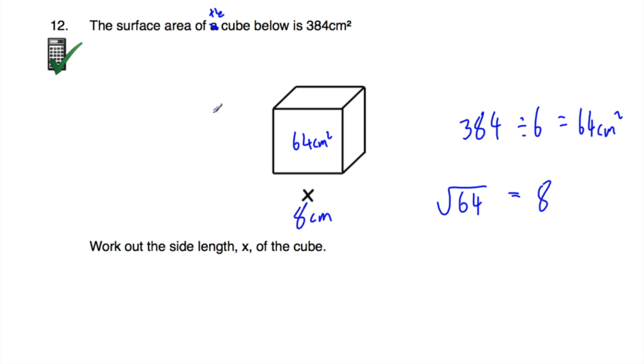And if we do 8 times 8, that's equal to 64 centimeters squared. And then if we do 64 times 6, that's equal to 384 centimeters squared. So that means the side length of the cube is 8 centimeters.